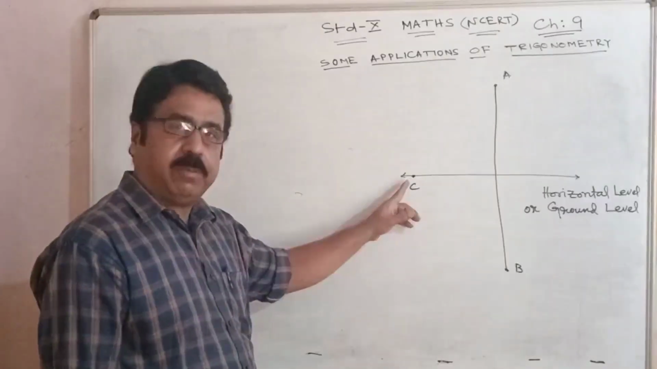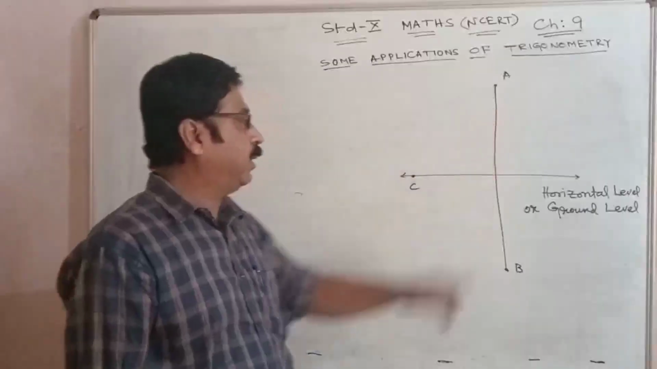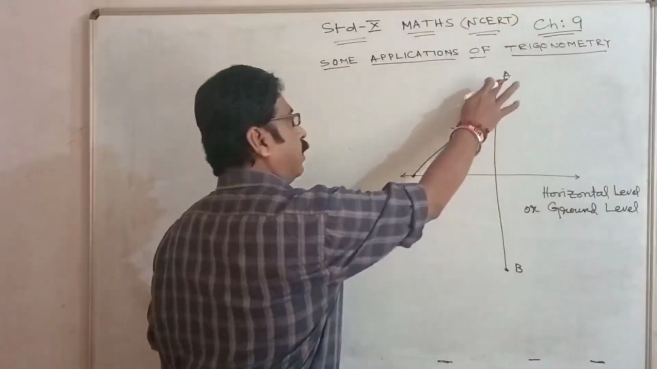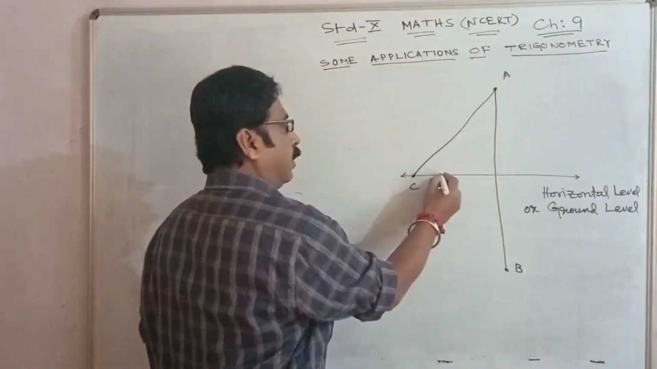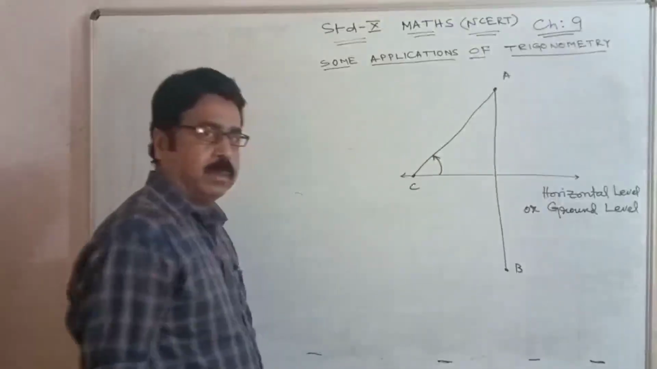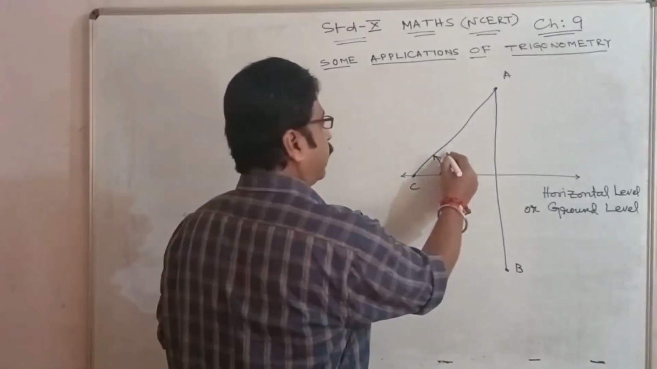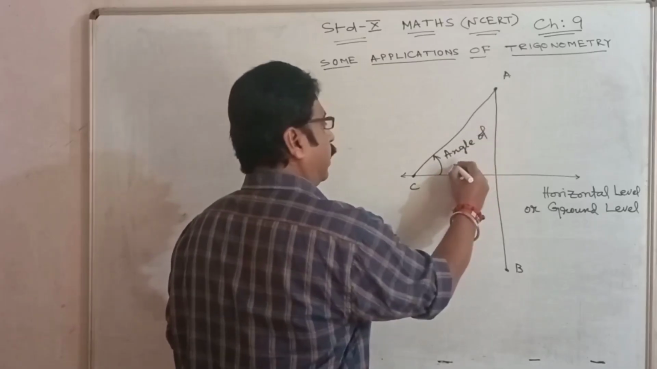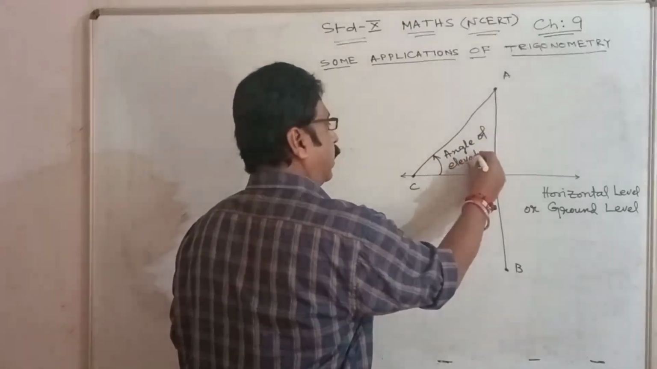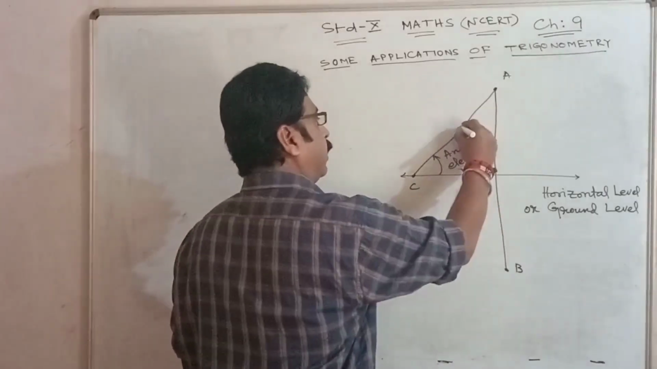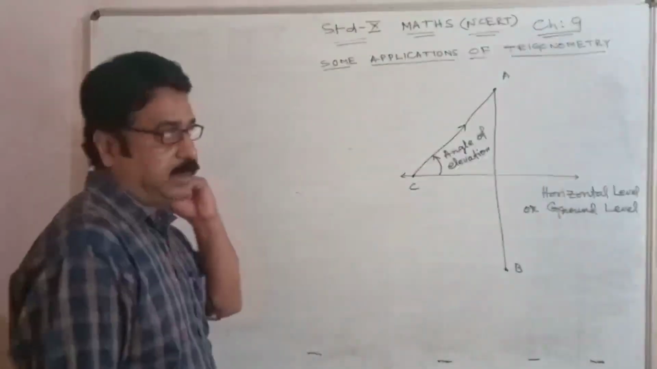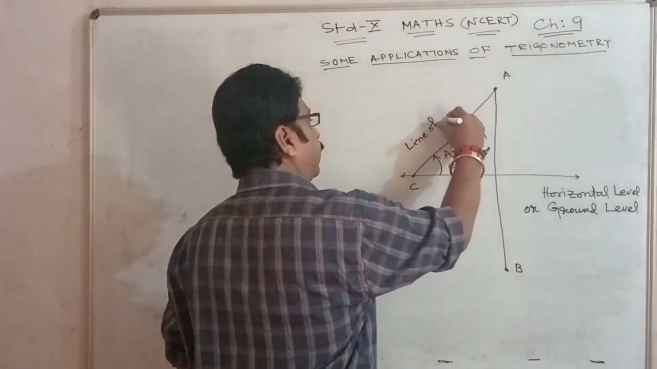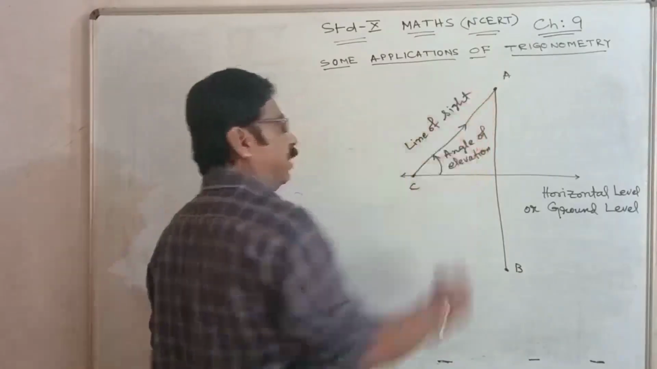If you want to see an object which is located at the point A, then one angle will be created. Like this. This angle is called angle of elevation, and this line is called as line of sight or line of vision.